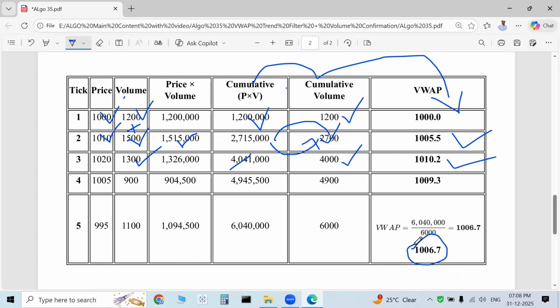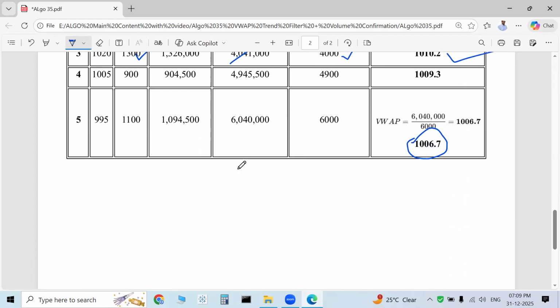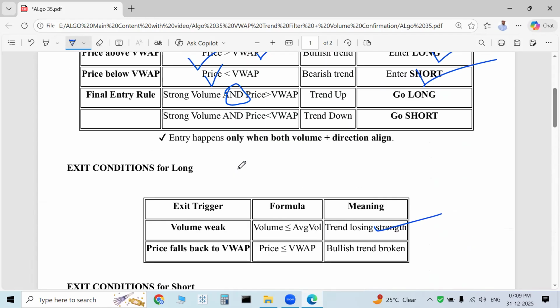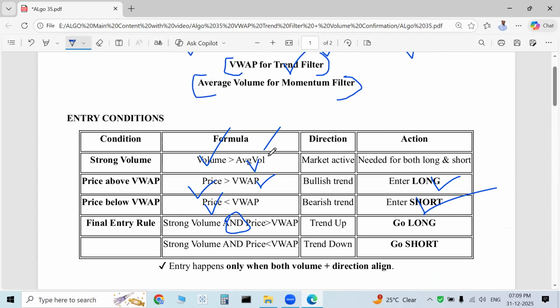We are going to use a rolling VWAP. So every time the new price comes, new volume comes, the new VWAP value we can calculate. Similarly, we are going to get the average volume, which is also rolling. If the new volume comes, we are going to get the new average volume. Every change in the price, every change in the volume.